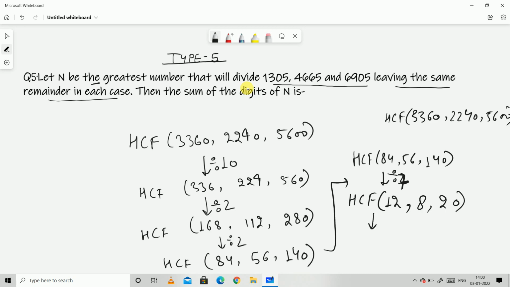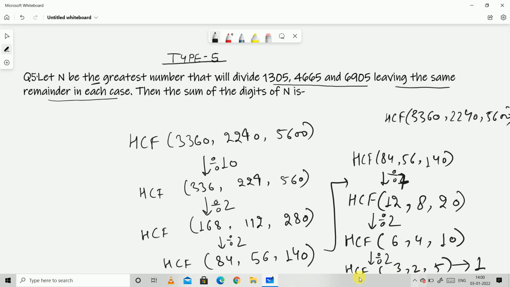Again it will be divisible by 2. 2 6s are 12, 2 4s are 8 and 2 10s are 20. Again by 2. Again by 2, what will be the remaining? 2 3s are 6, 2 2s are 4 and 2 5s are 10. So finally we got our prime numbers 2 and 3. So the HCF here is going to be 1.